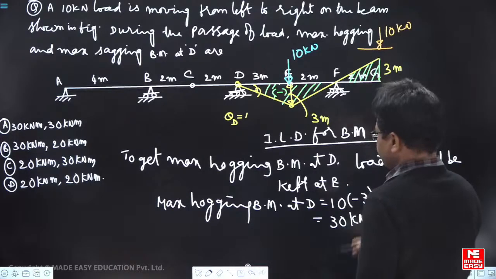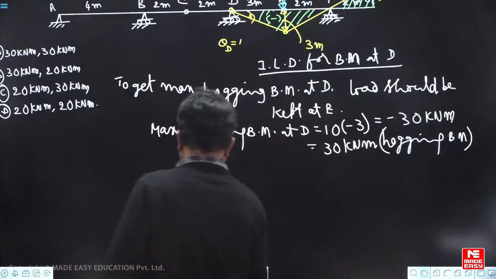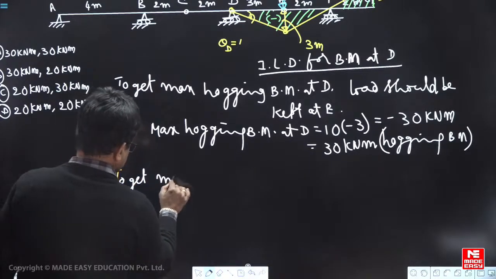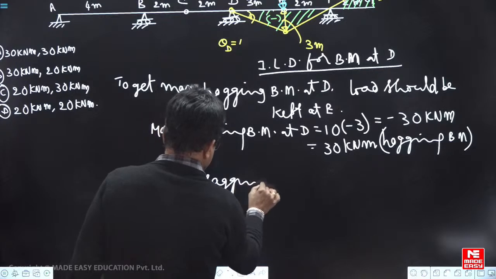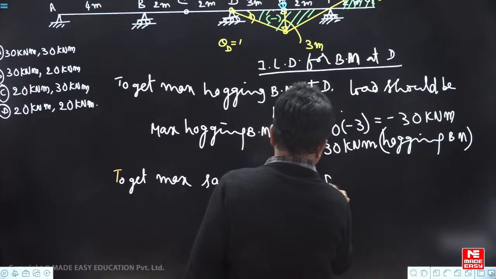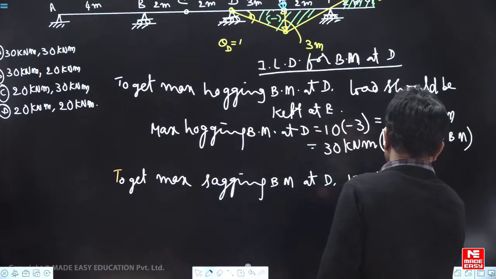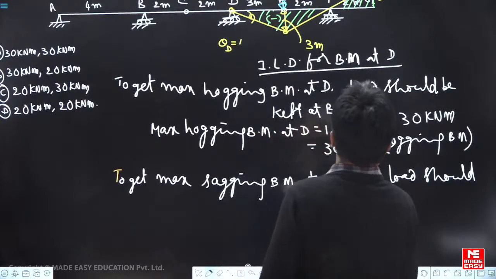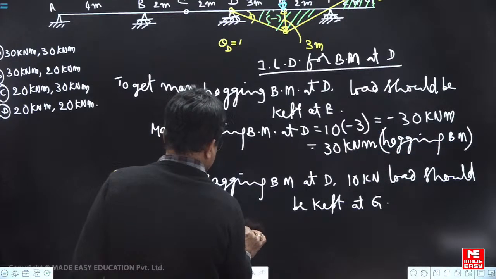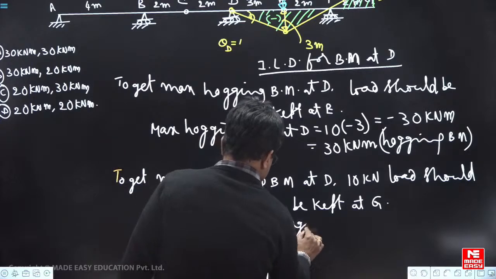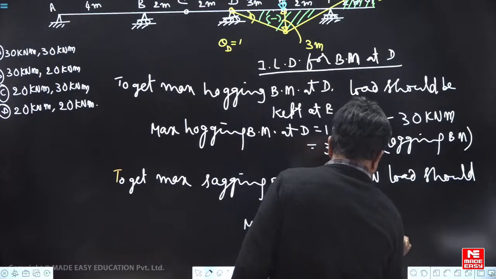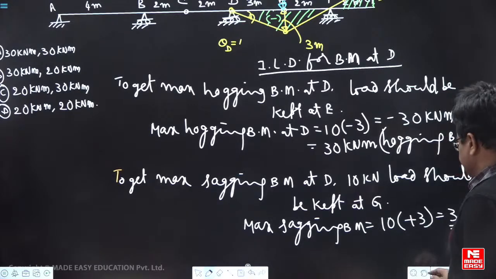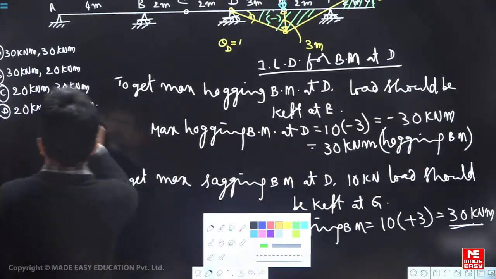This point, let us say G, we have written. So to get maximum sagging bending moment at D, the 10 kilonewton load should be kept at G. So you will get maximum sagging bending moment 10 into plus 3. So 30 and 30. See here, 30 and 30.